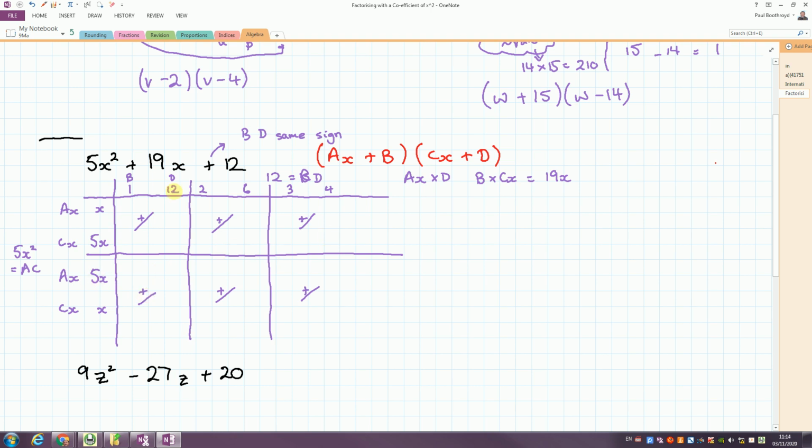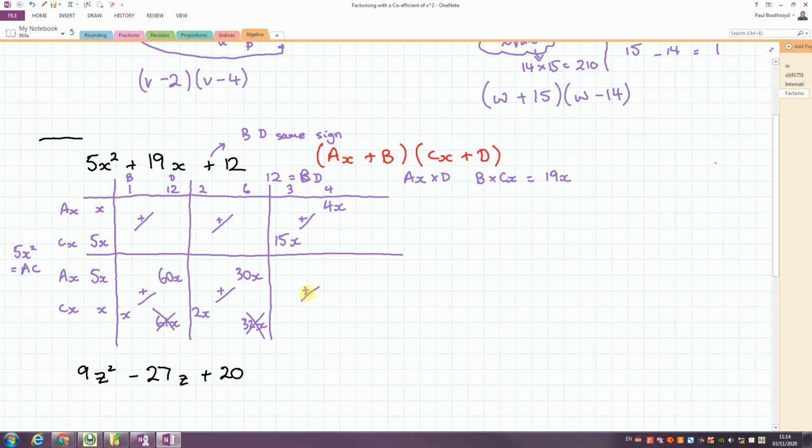So I could try this grid and go 5 times 12 is 60x, and x times 1 is x. That's going to give me 61x. It's not what I wanted. Do another quick one. I've got 30x, and 2 times x is 2x. That's 32x. Not what I wanted. Let's try 4 times x, which is that one, and 5 times 3 is 15x. Well, unfortunately, I've just happened to have found the right one there.